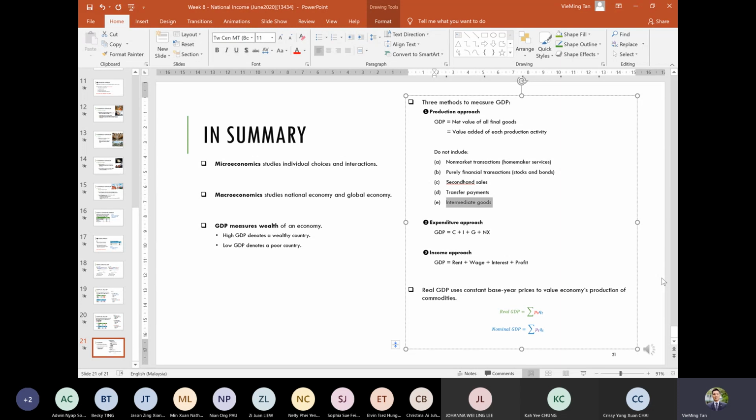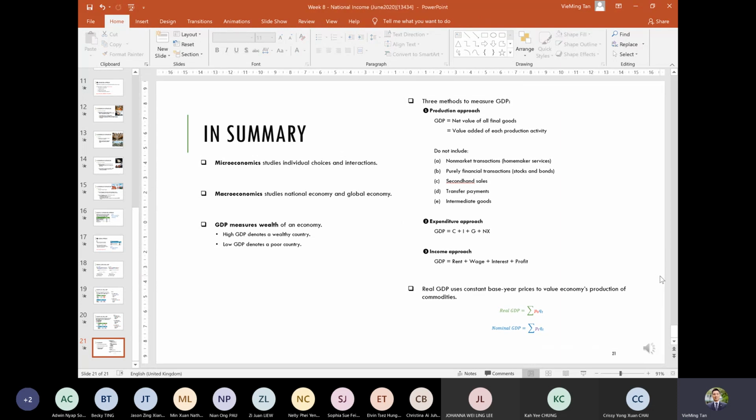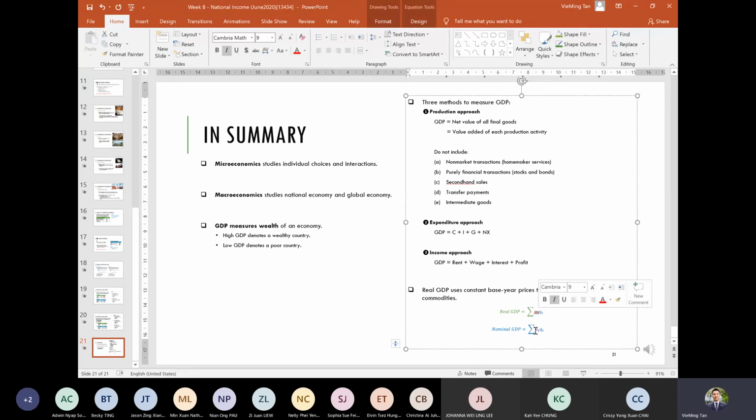And lastly, we also learned the difference between nominal and real GDP calculation. So what is the difference then? The difference is only the price of the product. For nominal, it uses the current year price. But for real GDP, it uses the base year price for calculating the GDP. That is the only difference. So real GDP is using the base year price. Nominal GDP is using the current year price.